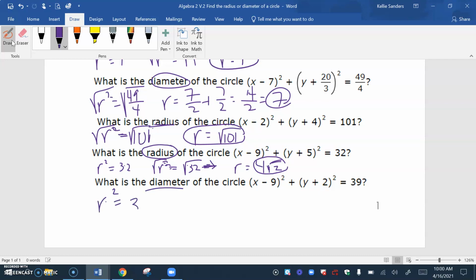So r squared equals 39. So r equals the square root of 39. And I'm looking for diameter, so I'm going to multiply that by 2. 2 times the square root of 39 is 2 square root of 39.